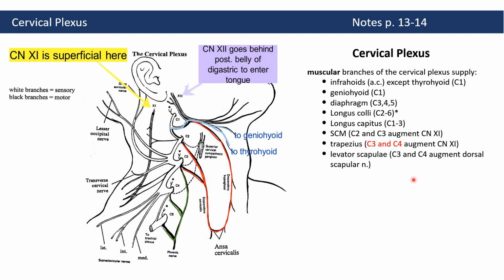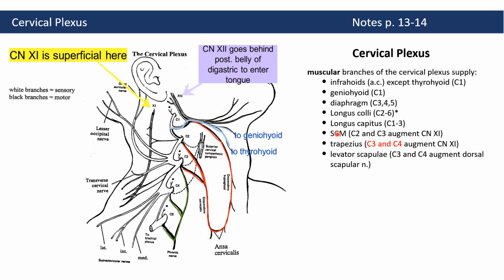The cervical plexus includes the muscular branches that I've colored over here, which are the ansa cervicalis, which goes to the infrahyoids except thyrohyoid, the geniohyoid, the diaphragm via the phrenic nerve, longus colli and longus capitis, so those cervical nerves C2 through C6 and C1 through C3 respectively.